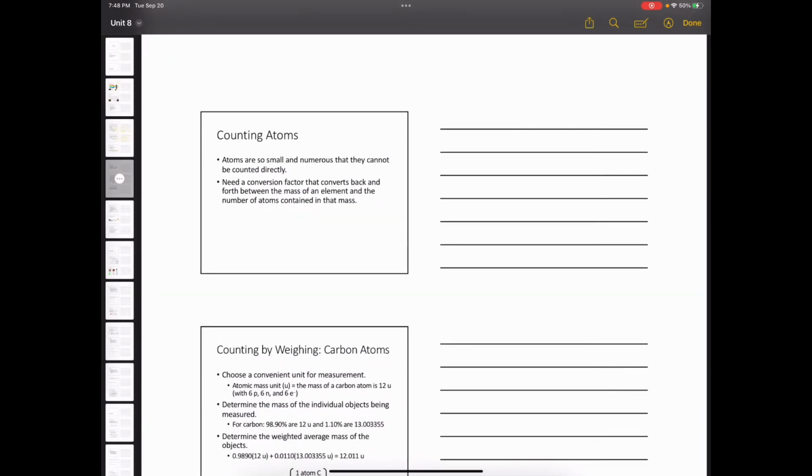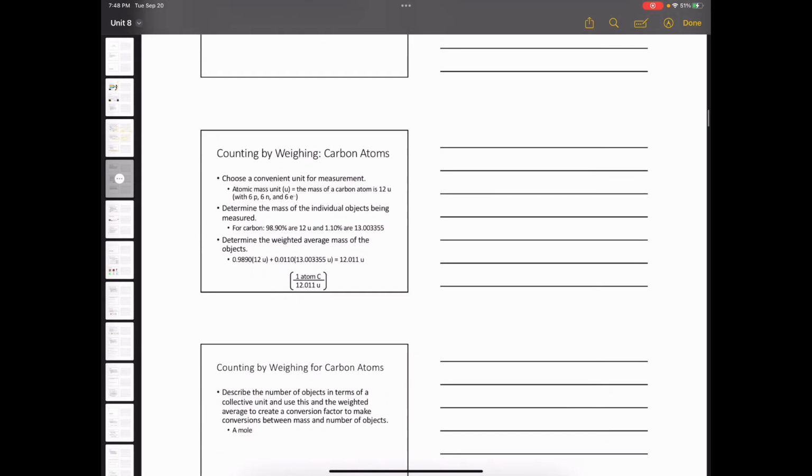So atoms are so small and numerous that they cannot be counted directly. We need a conversion factor that converts back and forth between the mass of an element and the number of atoms contained in that mass. Okay? So let's use a convenient unit for measurements. What we use is the atomic mass unit, and we abbreviate that as u.